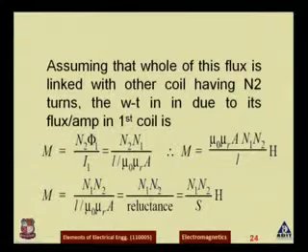So N1 and N2 are the number of turns of the primary winding and the secondary winding, or primary coil and secondary coil. And what is L divided by mu naught mu r into A? It is the reluctance. So in general, I can write M is equal to N1 into N2 divided by S Henry. So in any case, if I want to find the mutual inductance of a circuit, I can find it by putting in the values, that is, M is equal to N1 into N2 divided by S.